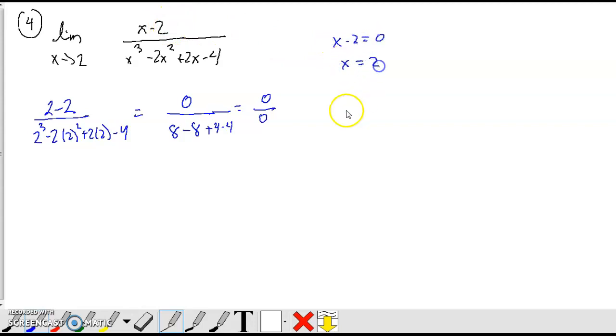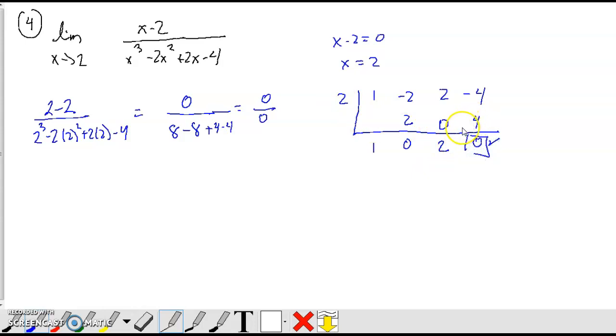So I would set this equal to 0. So I'm going to get x is equal to 2. So 2 goes on the outside. Remember, you're only going to use your coefficients. So 1, negative 2, 2, negative 4. So bring down the 1, and then multiply, and then add. It gives you 0, multiply, so 0, add, multiply, and then add. So yay, remainder of 0. We knew that was going to work.